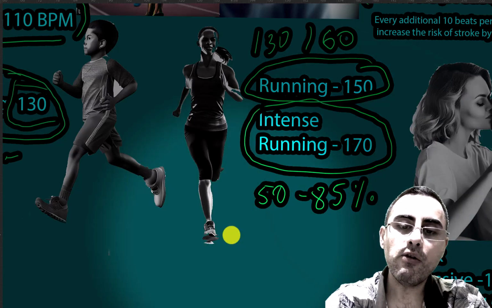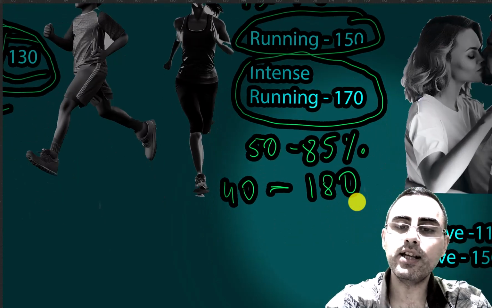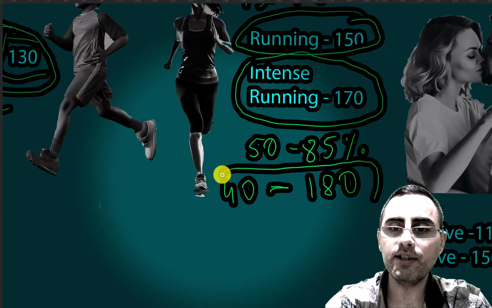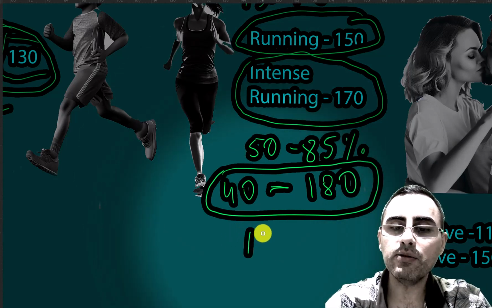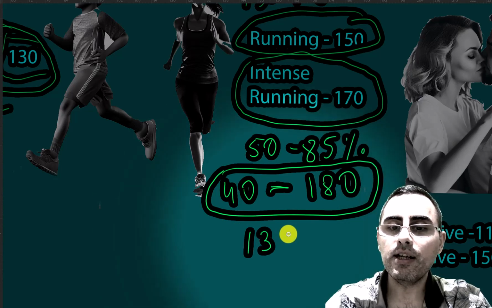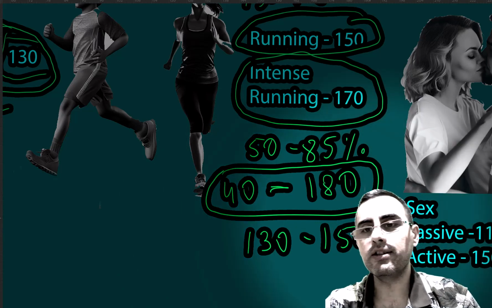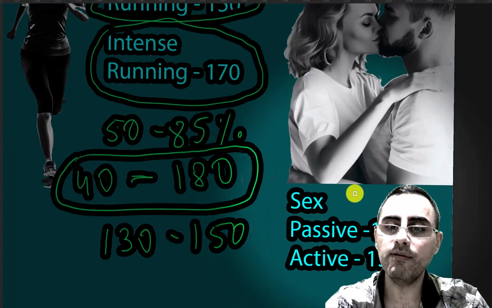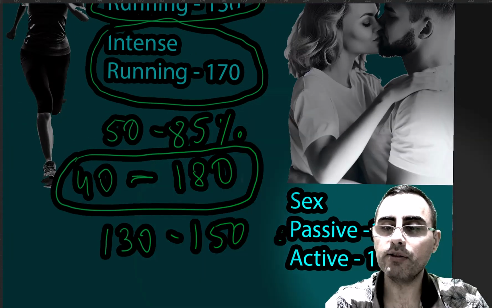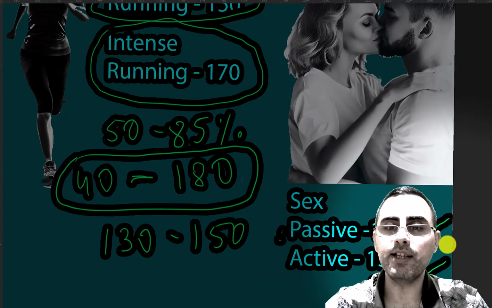So if you are 40 years old and your maximal healthy heart rate can be 180, in this case, during external physical activity, your heart rate should be around 130 to 150 range. More is not favorable. During sex and masturbation, if it's passive, heartbeat is around 110. In active cases, it can be 150.